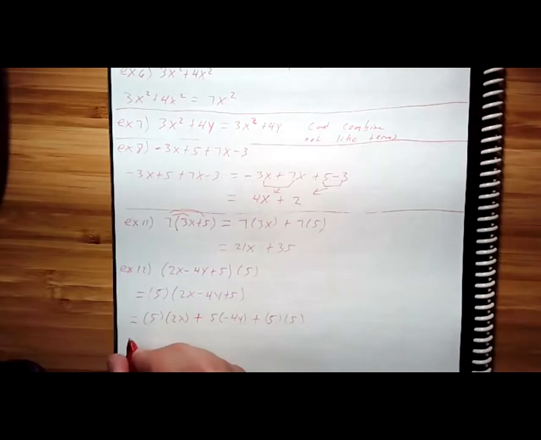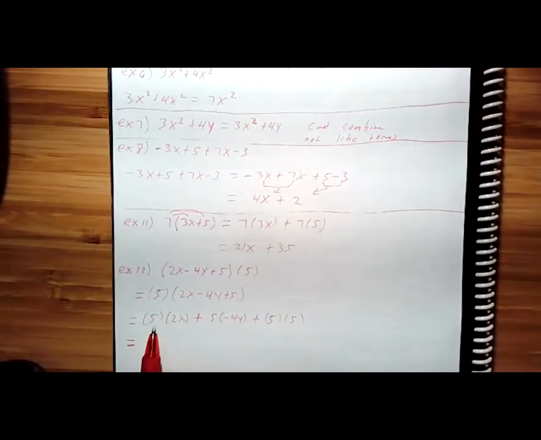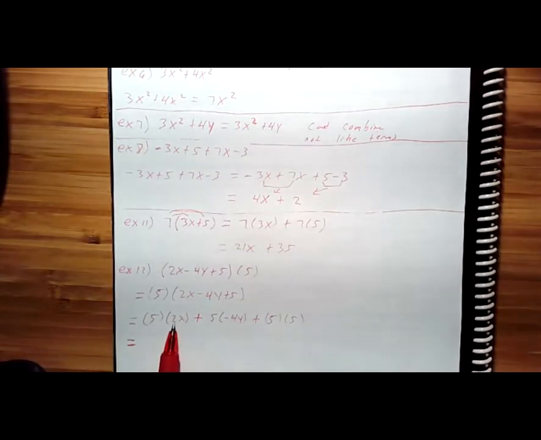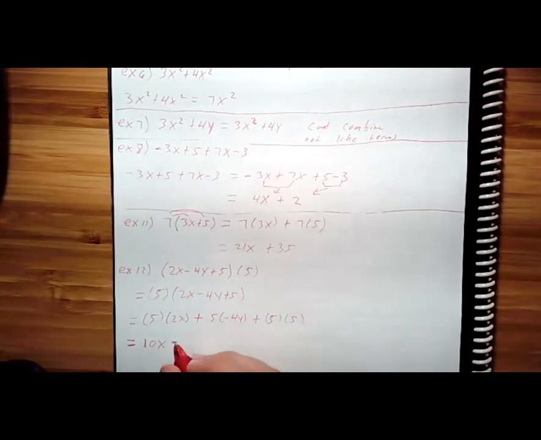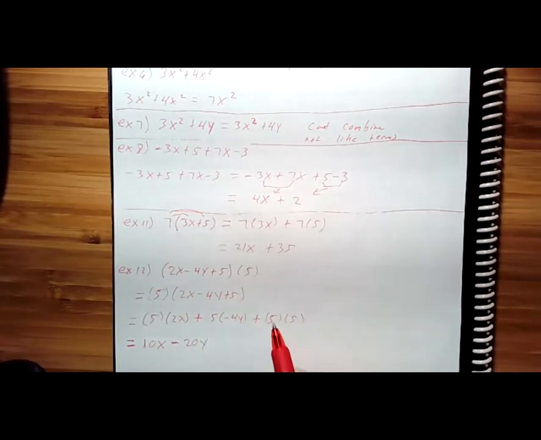Now it's up to you. I'm just giving you advice. So now we can just straight up multiply and deal with the signs. 5 times 2 is positive, so nothing weird. Positive 5 times negative 4 will be negative. 5 times 5.